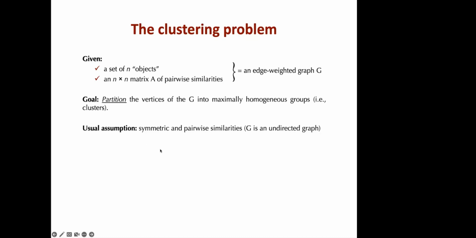Well, there are some assumptions here that are made. One is that the similarity matrix A is symmetric, which basically means that the similarity between i and j is the same as the similarity between j and i. Or, if you like, that the graph G is undirected, which means that the edges have no direction.